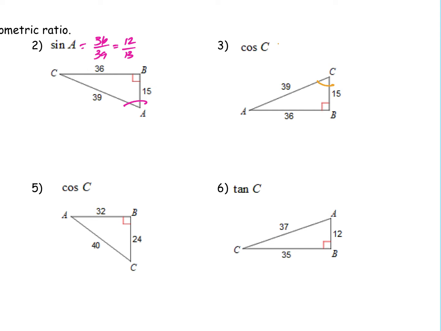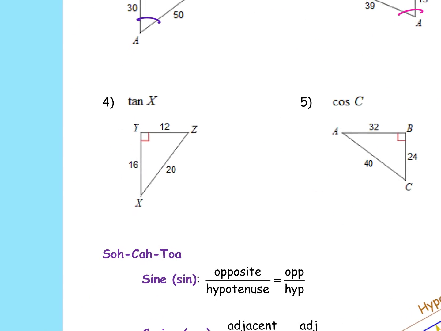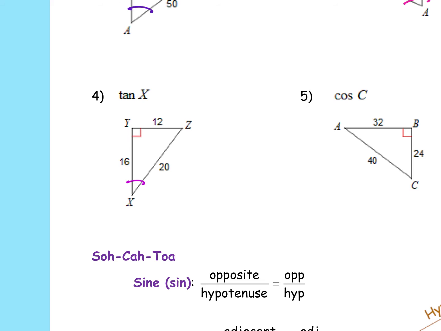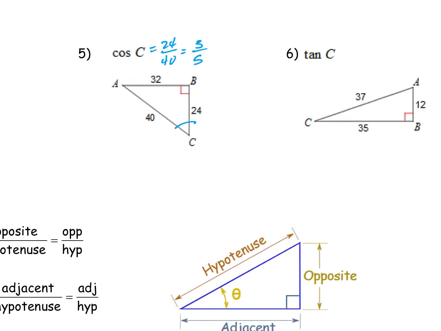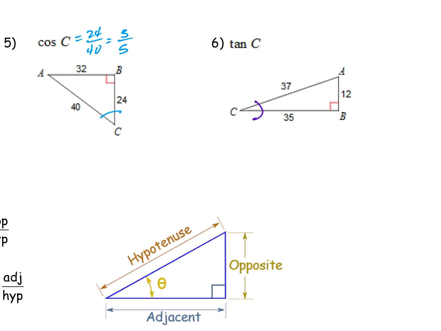Cosine of C is 15 over 36. Tangent of X is 12 over 16 or 3/4. Cosine of C is 24 over 40 or 3/5. I think that's, yeah, 3/5. And then the last one is tangent of C, which is 12 over 37.